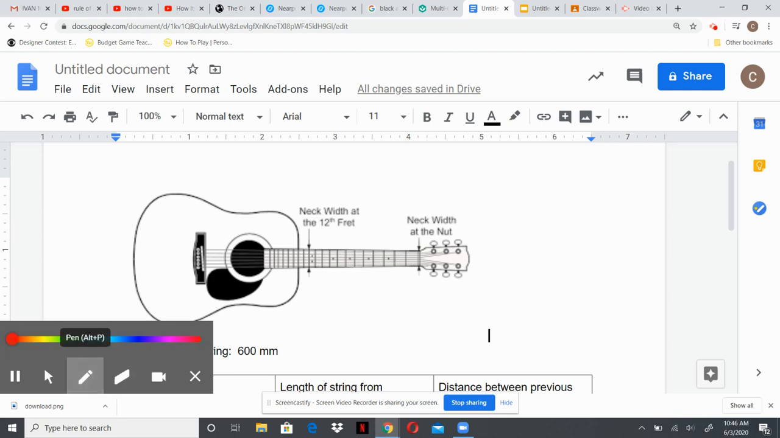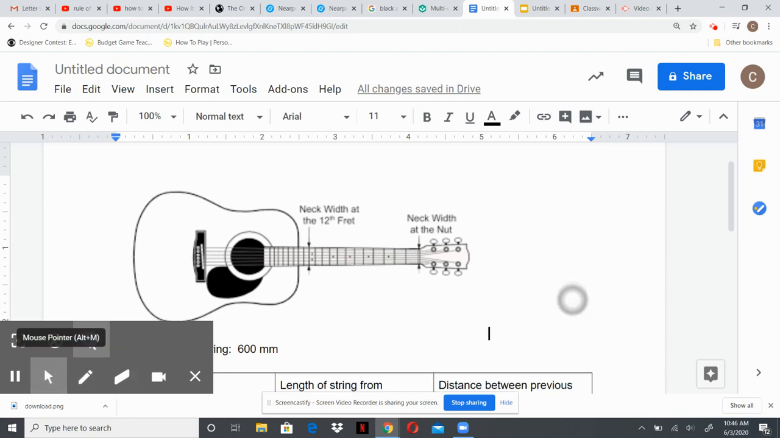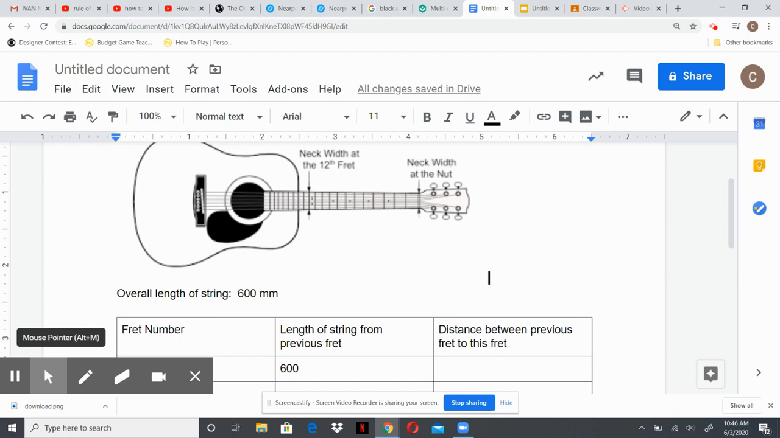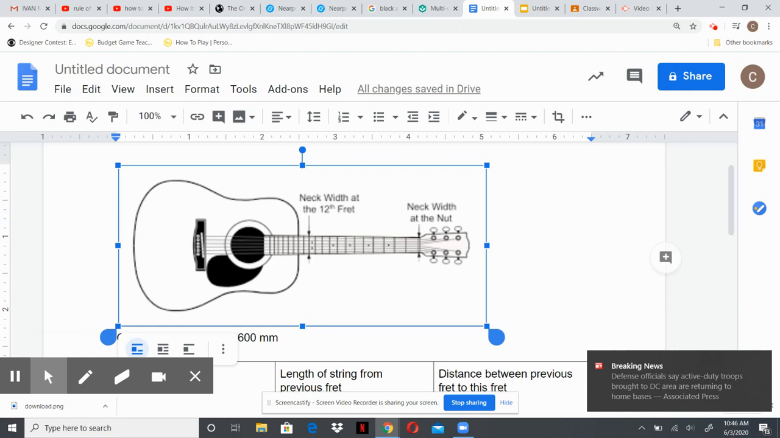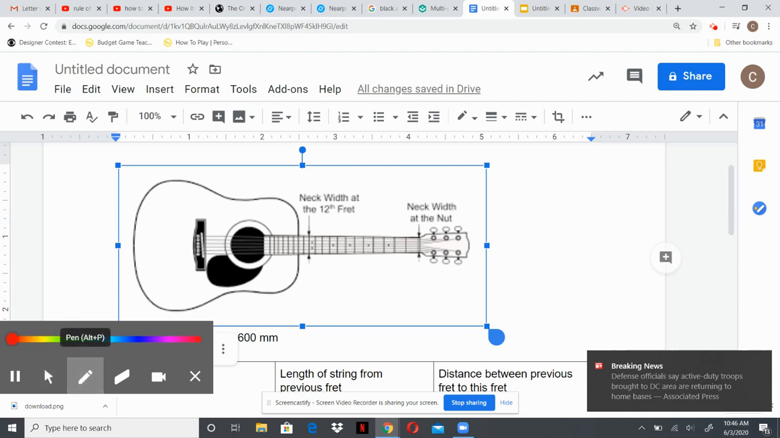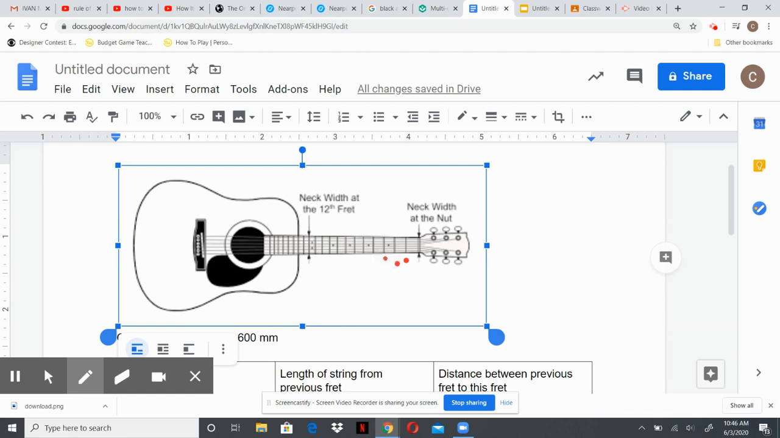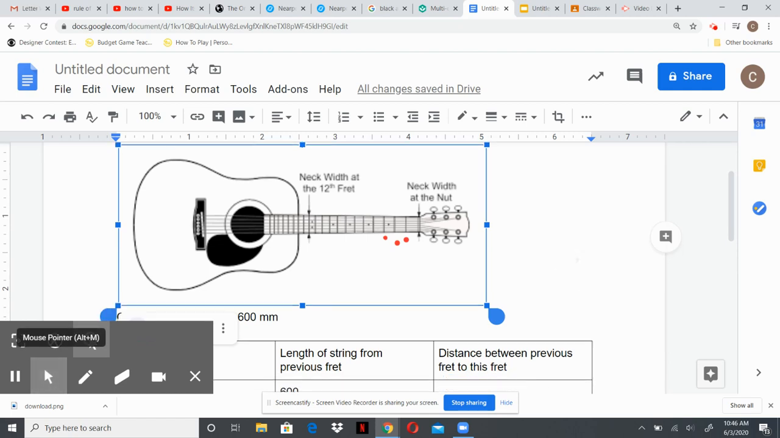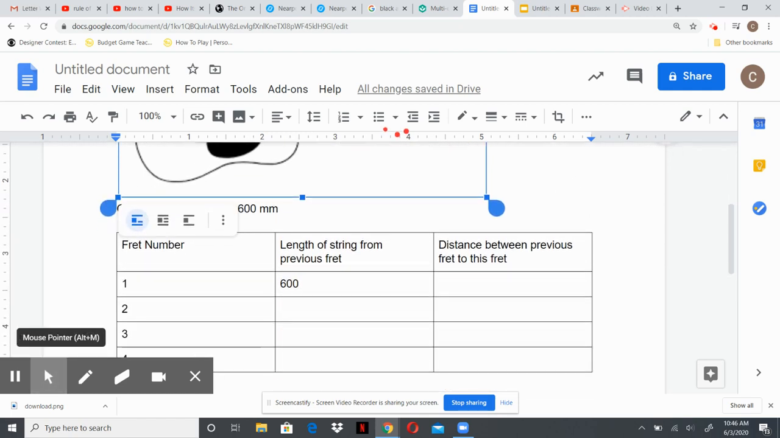Okay, so here's what we're going to do. We have a guitar, and I want you to calculate the first three frets. Let's see here. First fret, second fret, and third fret. For this example, we're going to use a string that is 600 millimeters long, so that'd be 60 centimeters. Let me show you what the table looks like here.